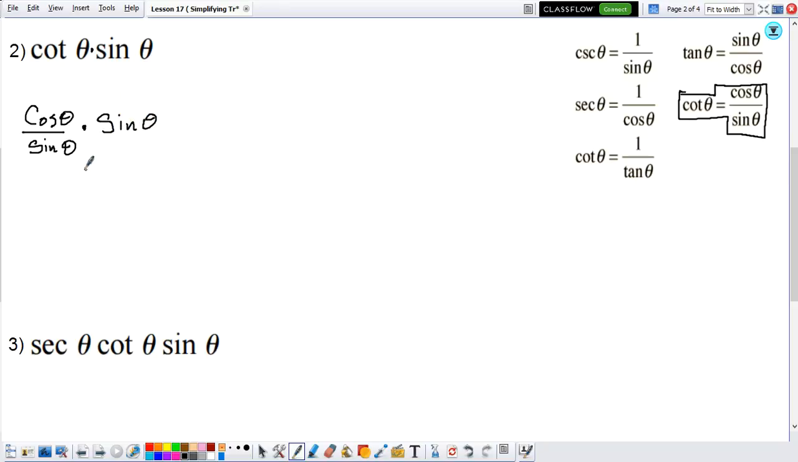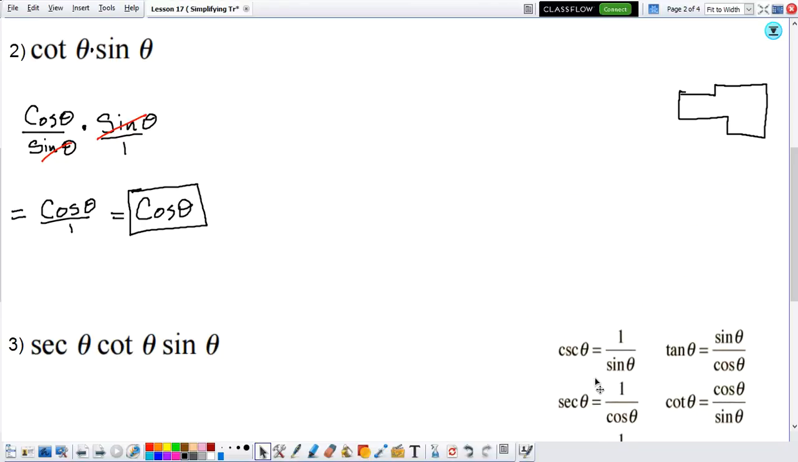Sine of theta. So now what do you notice about the sines here? Well, if it helps you, you can put this over 1. Notice that the sines will cancel out. And now what we have is cosine over 1, which is just cosine. So that means that cotangent times sine is the same as just writing cosine. Let's look at our third example here.